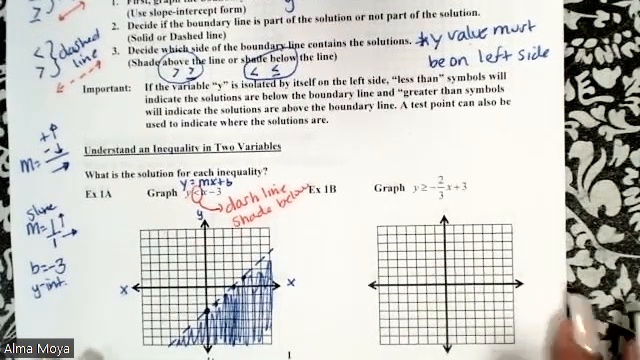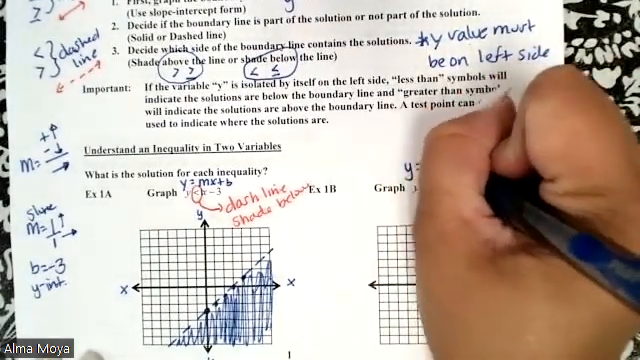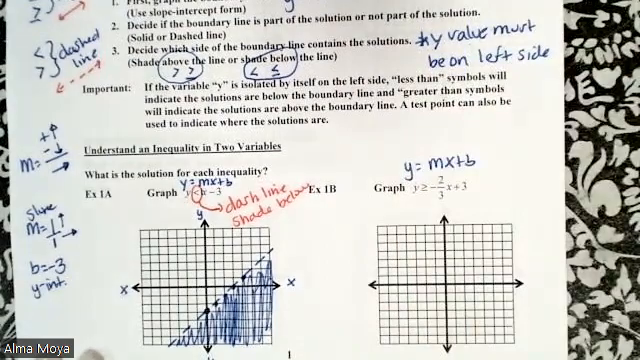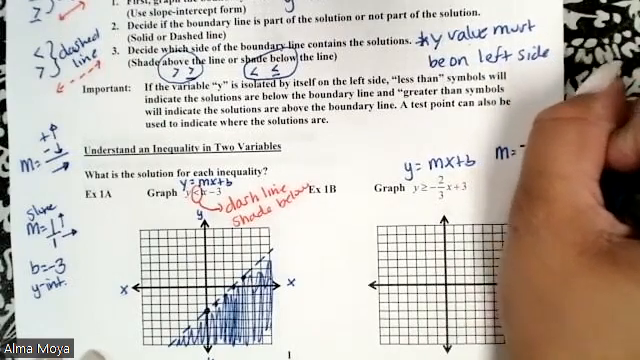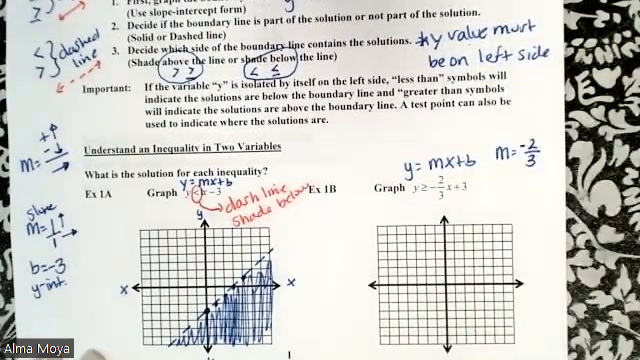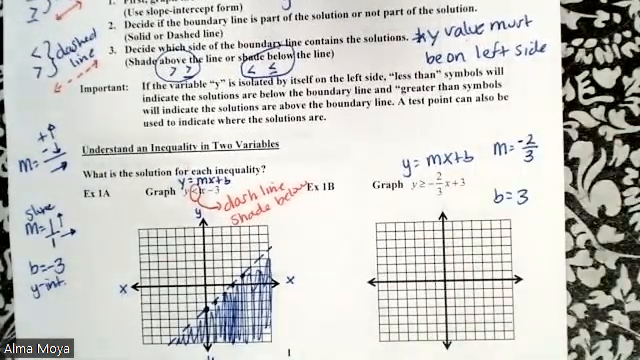All right, let's move on to the next one. This is in y equals mx plus b form. The m is a -2/3. I always throw the negative on the top. The b is the number 3.